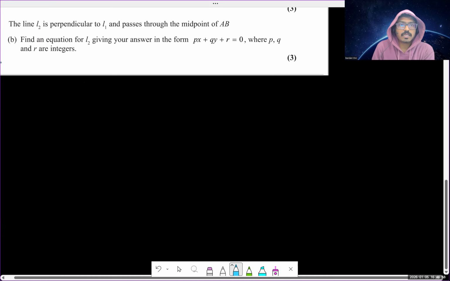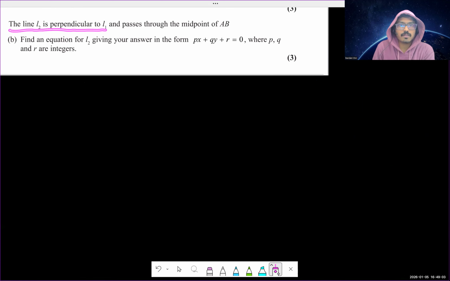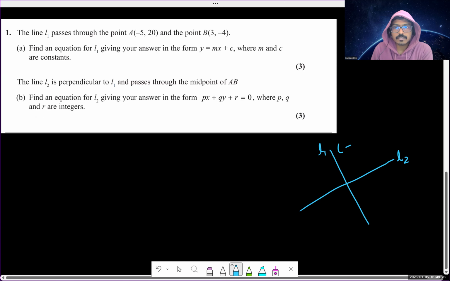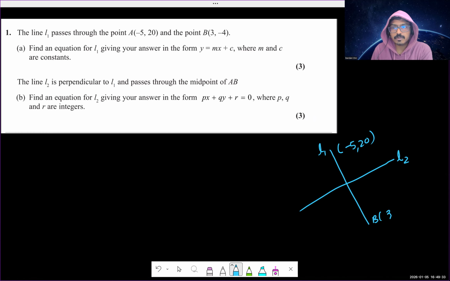Yep. So the line L2 here is perpendicular to L1 and passes through the midpoint. So let us do that point. If this is our line L1 and this is our line L2, then our line L1 has the coordinates we already know from the above question, which is A (-5, 20), and our coordinate B would be (3, -4), right? So that is what we know.